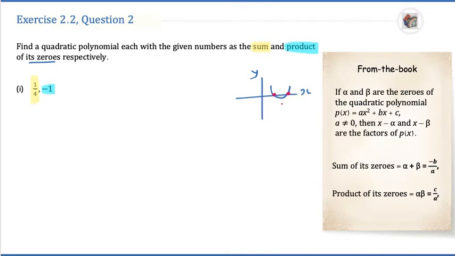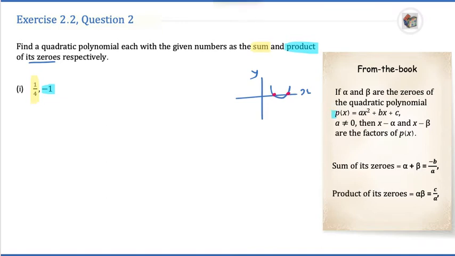Now we have to go in the reverse direction and find the quadratic polynomial whose zeros will have this sum and this product. If you go back and look at question number 1, you will see that there we were given a polynomial. We had to find the zeros and then see what the sum and the product were. This time, let's use this page from the book and see what to do.